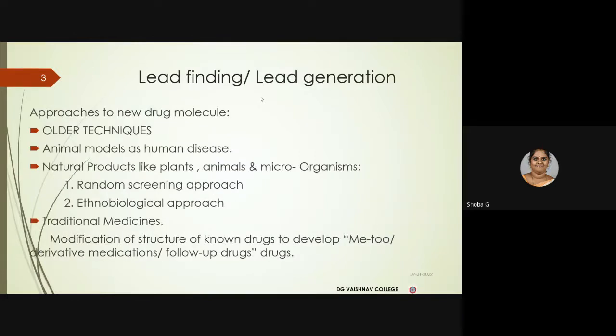And what are the lead finding or lead generation approaches? We have many techniques to identify a lead compound: older techniques like animal models of human disease, random screening approach, or the ethnobiological approach. Ethnobiological approach means plant-based bioactive compounds, and modification of known drugs to develop a new drug. So you modify some side chain and produce a new drug. These are the usual approaches to screen for a lead compound.